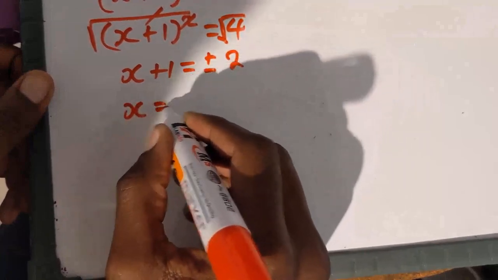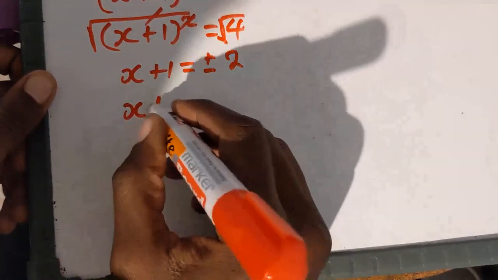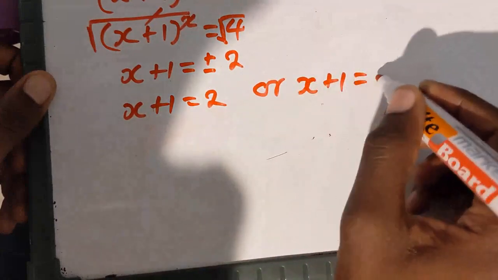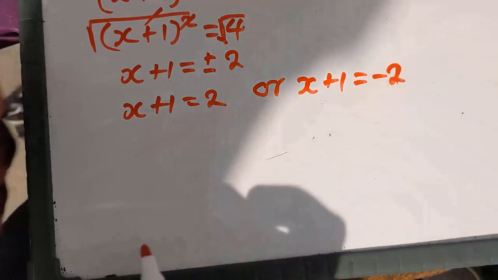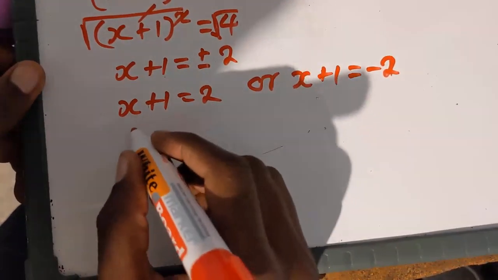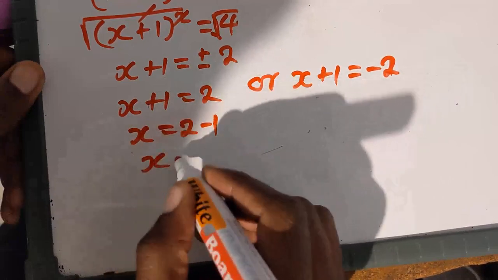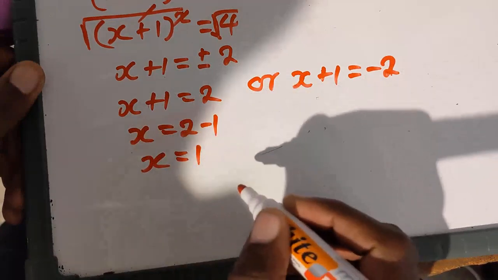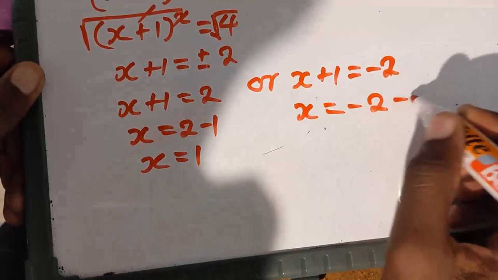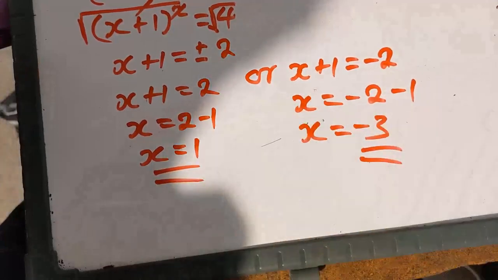X is equal to, meaning that here there is x plus 1 equal to 2, or x plus 1 equal to negative 2. That is what it means. There is a positive and a negative value here. So we are going to have x is equal to 2 minus 1, that is 1. Then x is equal to negative 2 minus 1, then x is equal to negative 3. Then you are done.